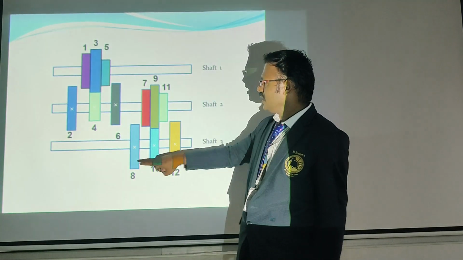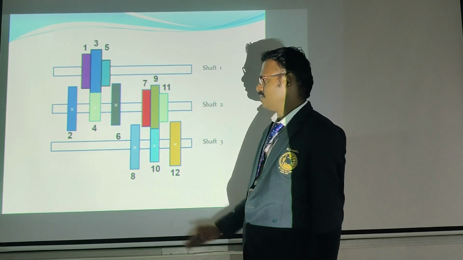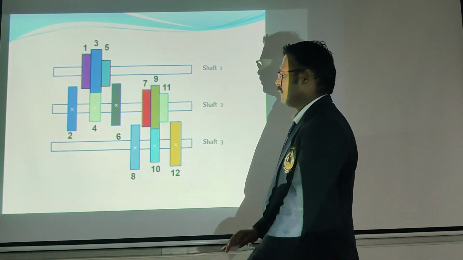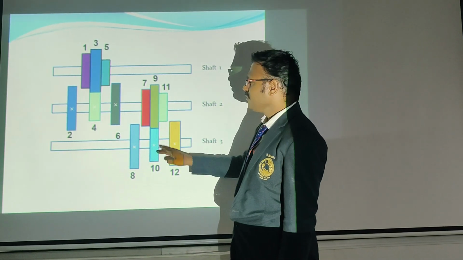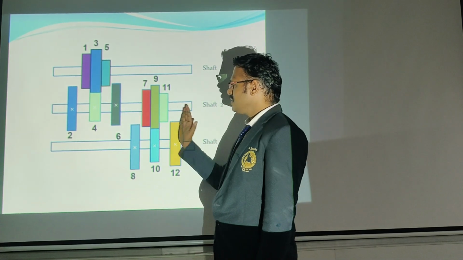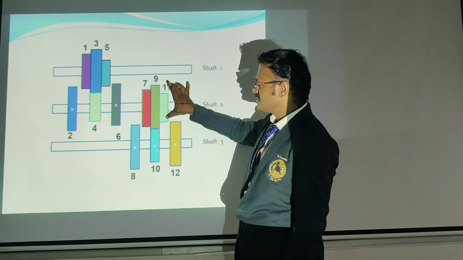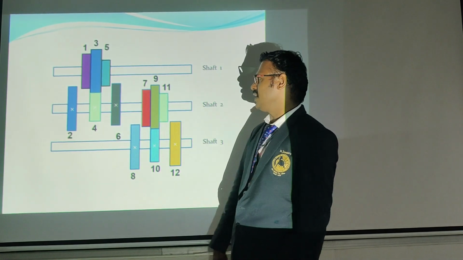Z7 plus Z8 equal to Z9 plus Z10 equal to Z11 plus Z12. That formula we can write. But already we have found Z11 and Z12 only. Now we need to find out Z7. So we are taking these two pairs alone. So Z11 plus Z12 equal to Z7 plus Z8.